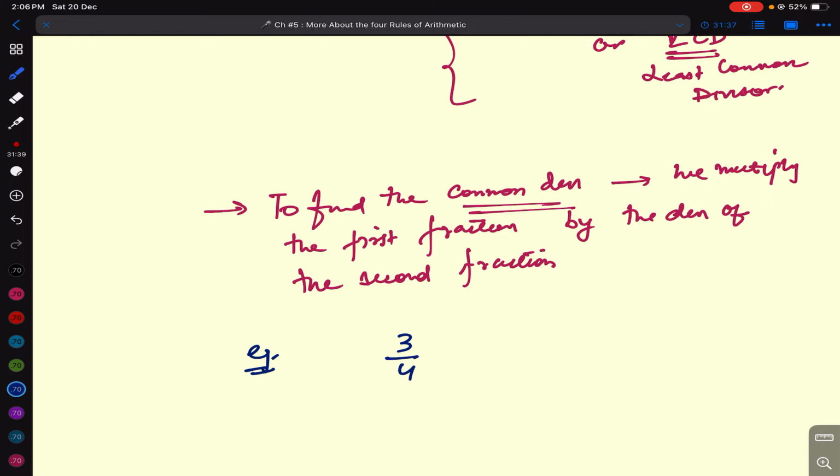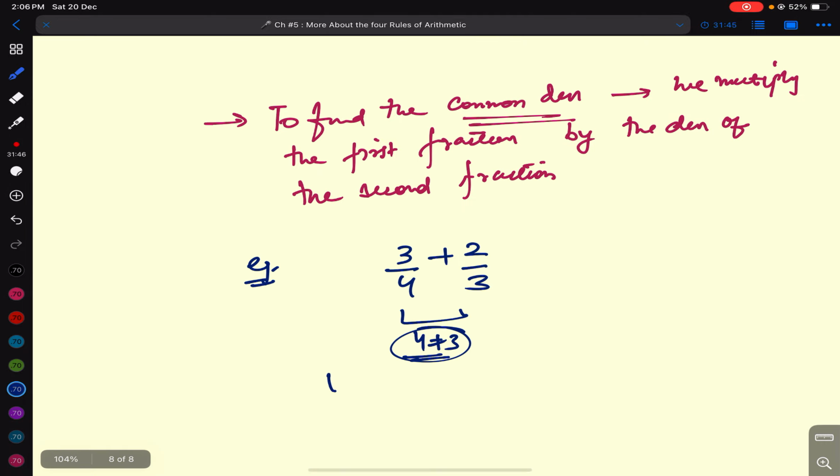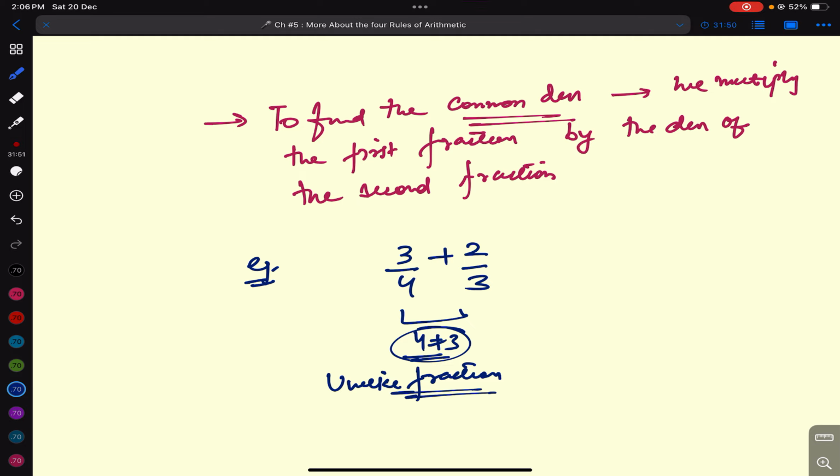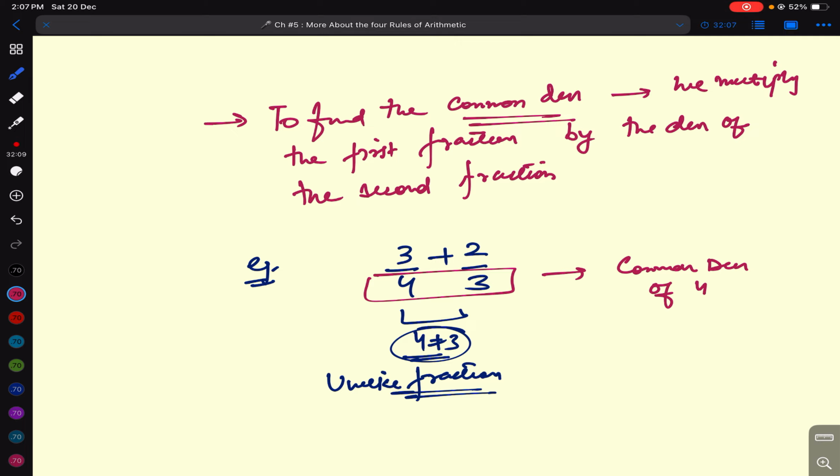So let's say you have 3 over 4 and 2 over 3. Now here you see that 4 is not equal to 3, right? So this is an unlike fraction. So now when it is an unlike fraction, we know that we have to solve it using the common denominator method or the least common divisor. Now how do we find the common denominator of 4 and 3? The common denominator of 4 and 3 is 4 times 3, which is 12.